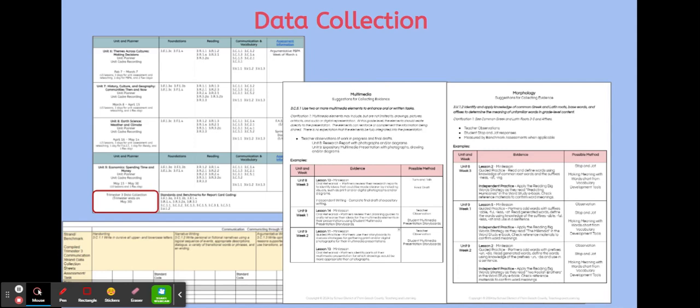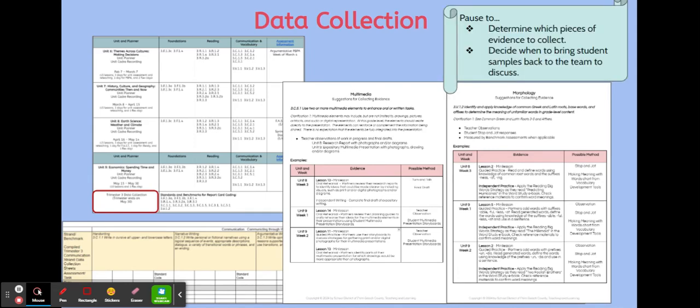Don't forget to look at all 4 strands when planning. Please pause and determine as a team which pieces of evidence you are committing to collecting. When will you bring them back to your team to discuss student progress? This will help you to make decisions about any small group reteaching that may be needed along the way and to mark your report cards at the end of the trimester.